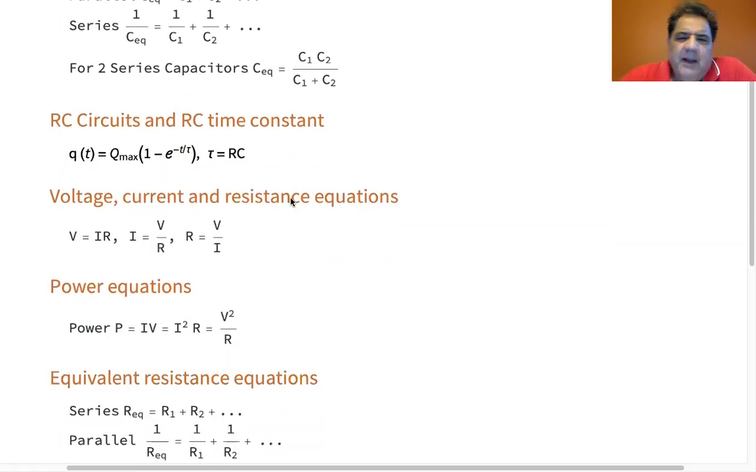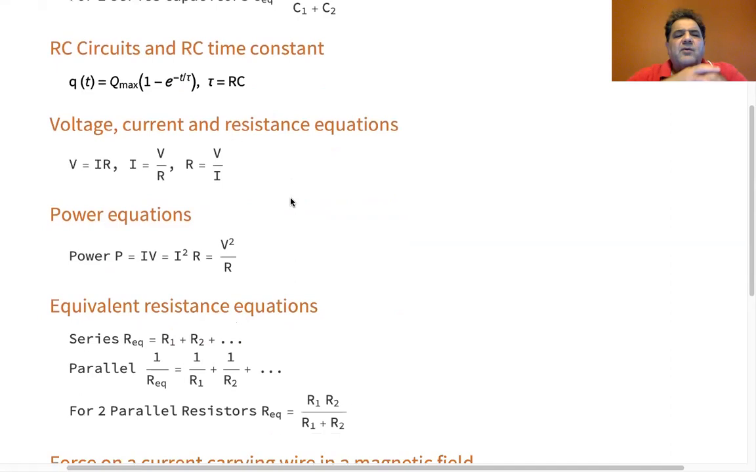Now here's basically Ohm's law, the voltage, current, and resistance equation. V is equal to IR. I, the current, is equal to V divided by R, and the resistance is equal to V divided by the current. Now, power equations. Power is equal to the current times the voltage, which is also equal to I squared R, since voltage is equal to IR, and it's also equal to V squared divided by R, since I is equal to V divided by R.